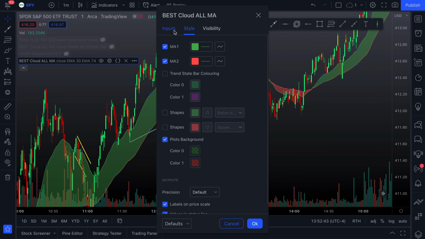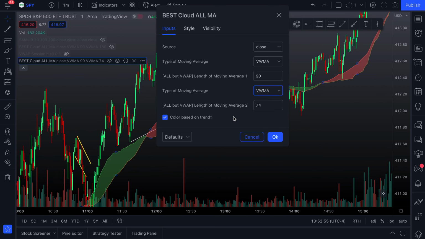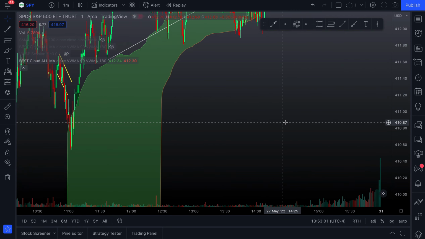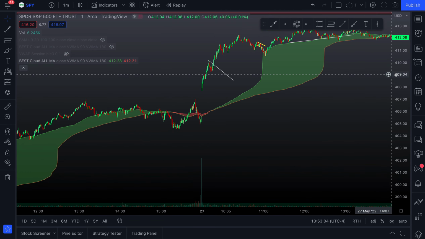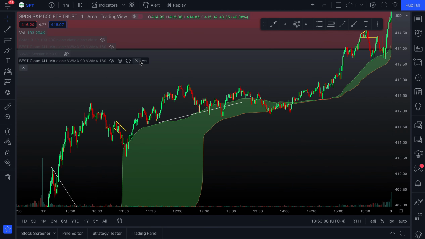And then you go over to input. And then you do type of moving average. This is where you click VWMA. You make the length of moving average 90. And then click this one, VWMA. Make this one 180. So that's how you get the 90 and 180 VWMA cloud. It's very simple. It just takes a few steps.